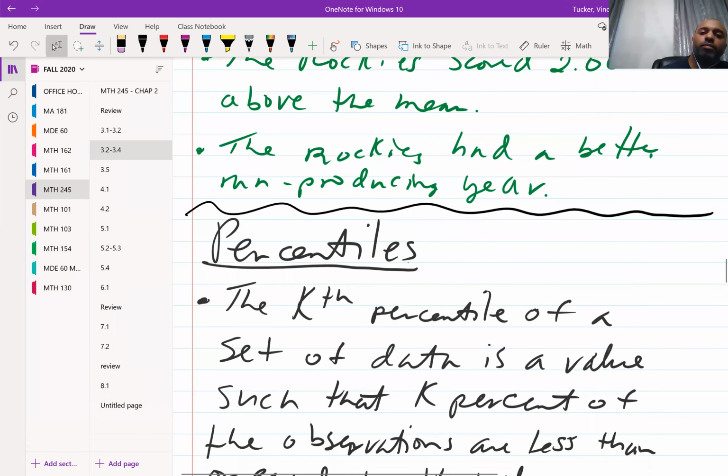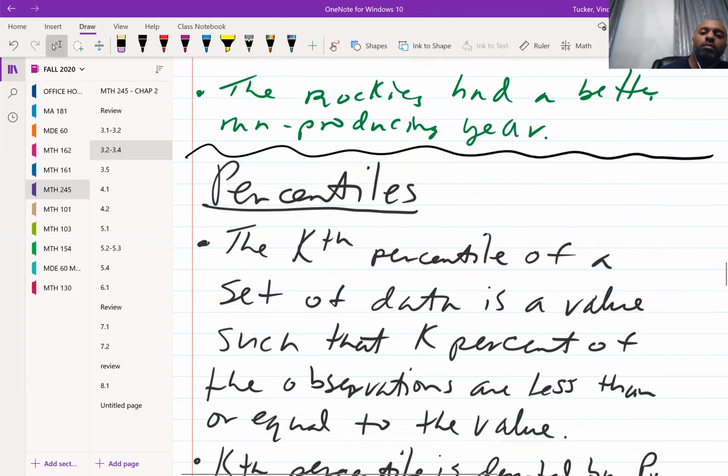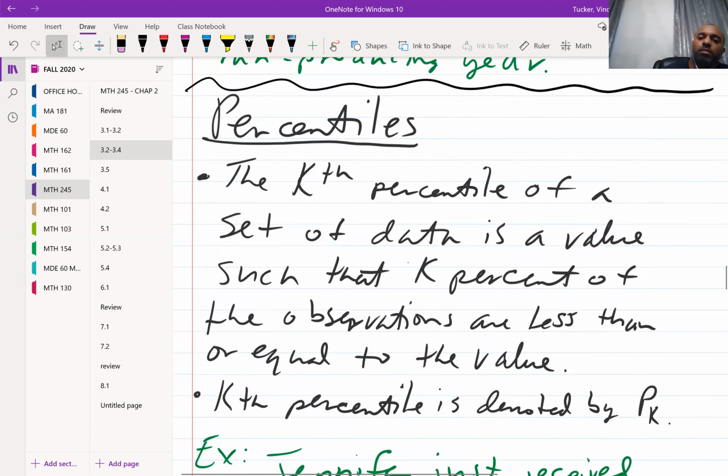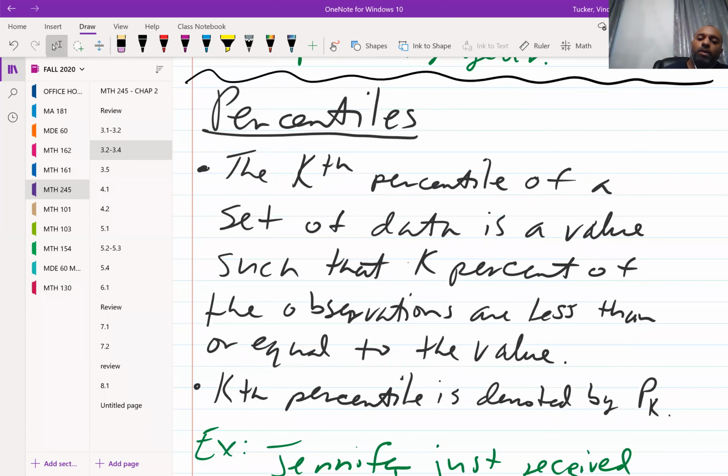Percentiles. The kth percentile of a set of data is a value such that k% of the observations are less than or equal to the value. The kth percentile is denoted by P sub k.